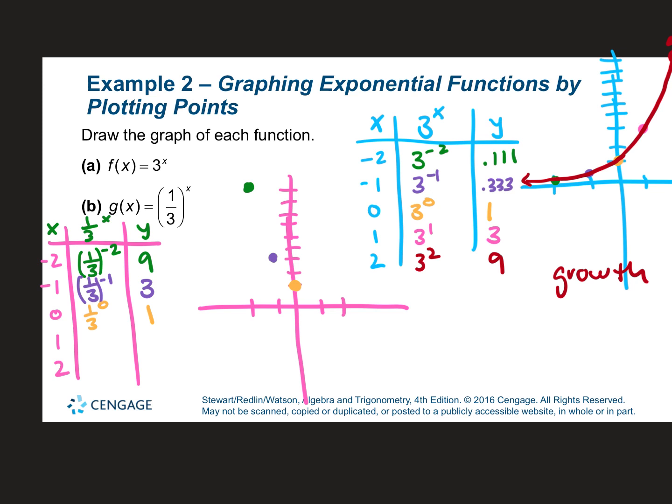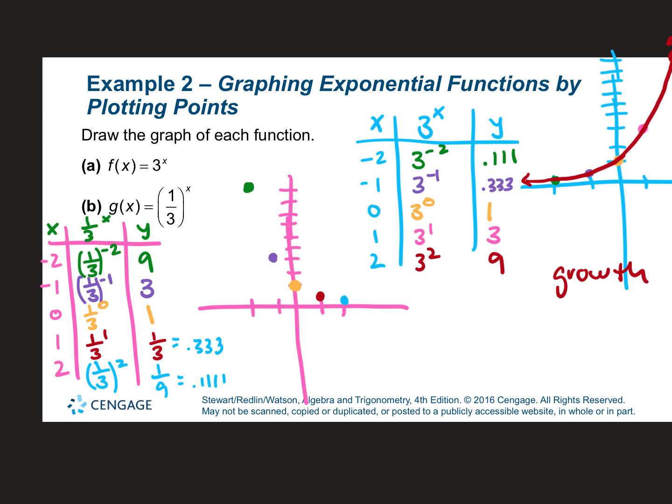Again, if you're not sure, just plug it in the calculator. Then we have 1/3 to the power of 1, which would be 1/3. So we're going to go to the right 1 and up 1/3. And then we have 1/3 to the power of 2, which would be what? 1/9. Or if you put it in the calculator, you'd get 0.111. Same with 1/3, you'd get 0.333. So if you're uncertain, just throw it in the calculator. So we go to the right 2 and up 1/9.